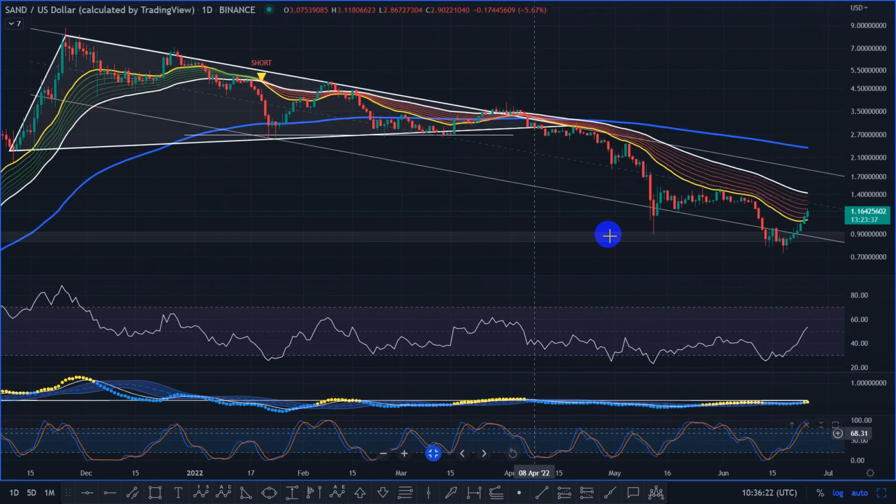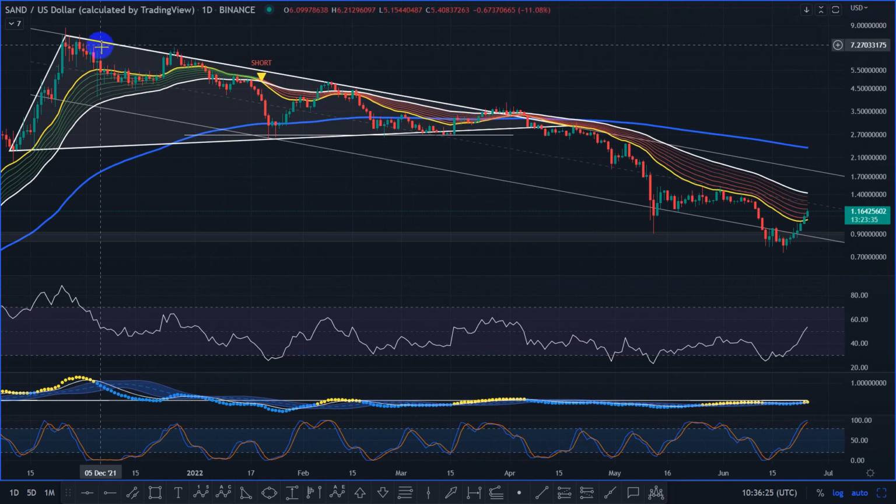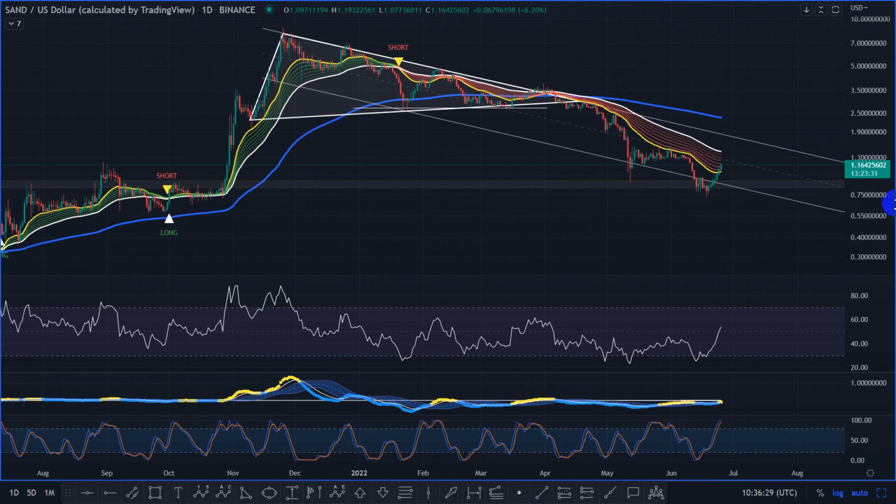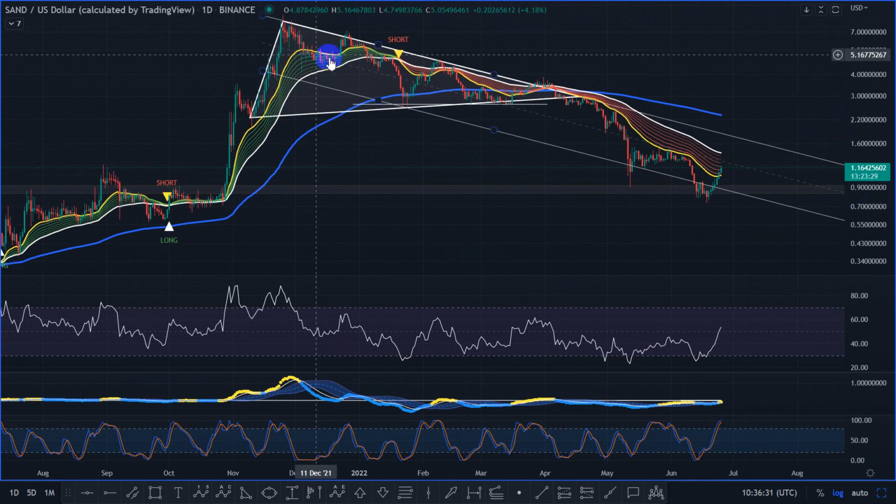Well, let's go on a 1 day time frame. There's a very interesting thing here. First of all, notice how well the price is trading in this range and also how it respects the middle line. For example, over here, it bounced from it.